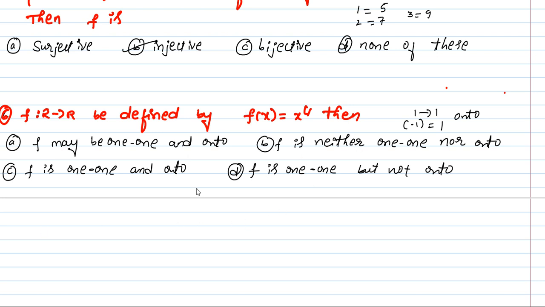For example, x is 1, we'll get 1. Minus 2 to the power of 4, we'll get 16. 2 to the 4, 4 to the 8, 8 to the 16 itself. If I give any positive and negative values, we'll get the image in the codomain as positive itself. It is not 1-1. So our option is f is neither 1-1 nor onto. Okay, thank you all.